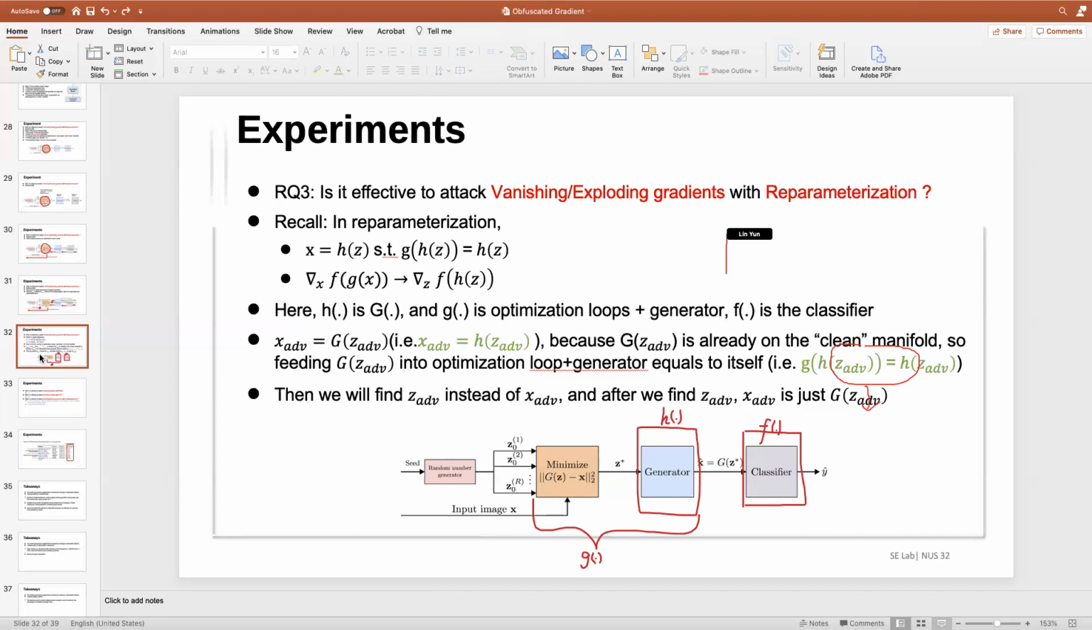Do you still remember for GANs, there are the generators and the discriminators, right?